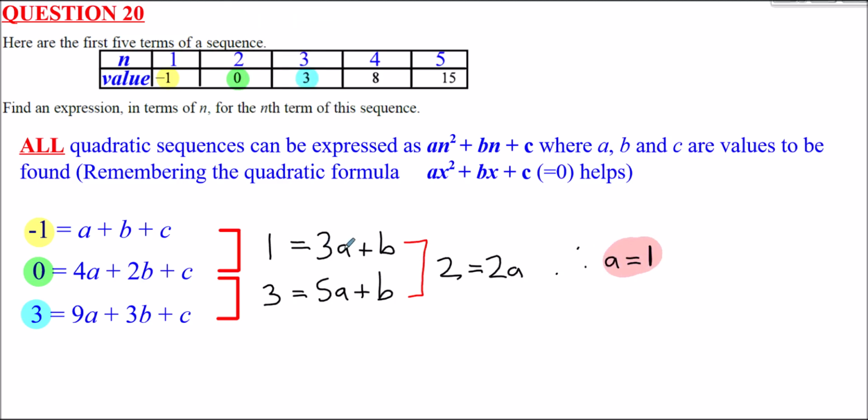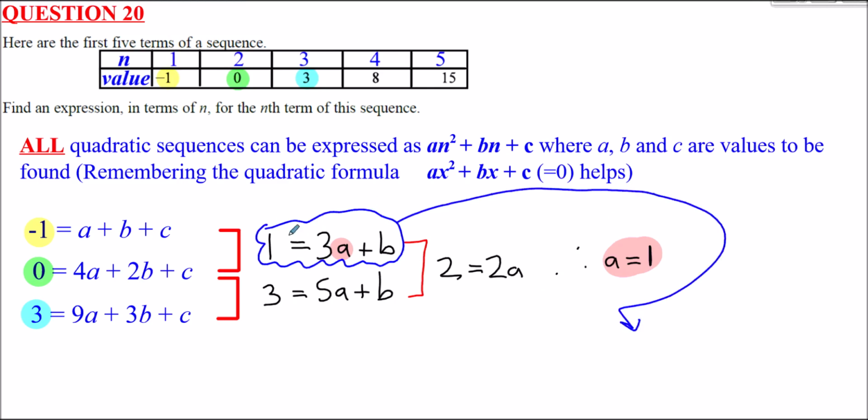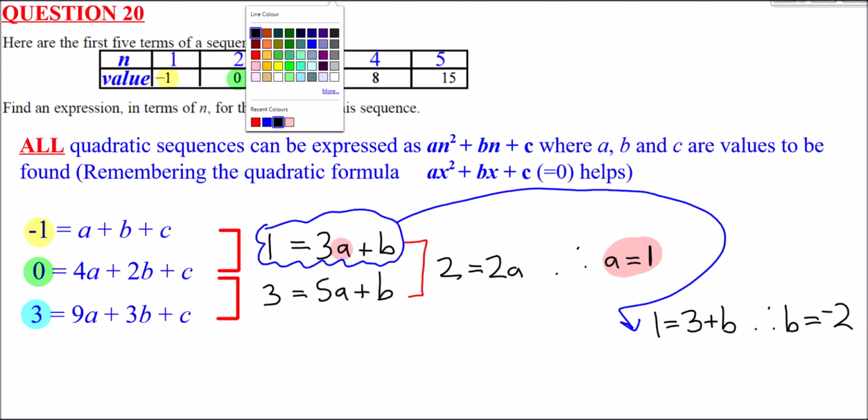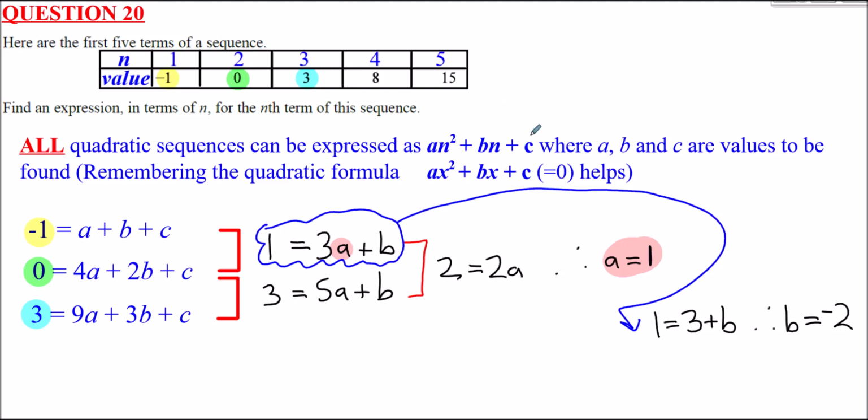So if a is 1, we can pop this back into one of these initial equations here. So if I put a equals 1 into this one, for example, I then get that 1 equals 3a, because a is 1, that's just 3 times 1, plus b. And if we then take away 3 from both sides, we can see that therefore b is going to be 1 take away 3, which is minus 2. So we've got that b is minus 2, and then the final step is we can substitute a and b to work out what c is.